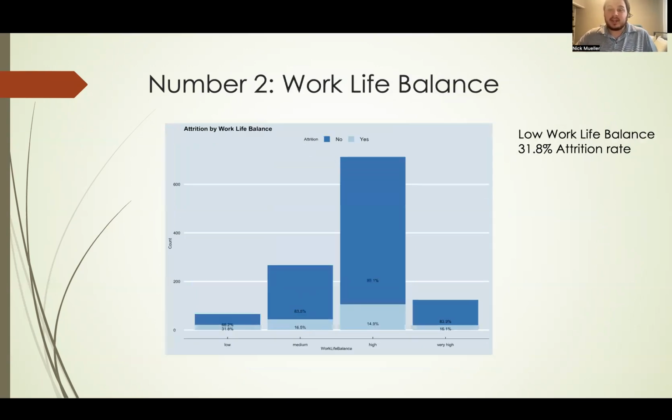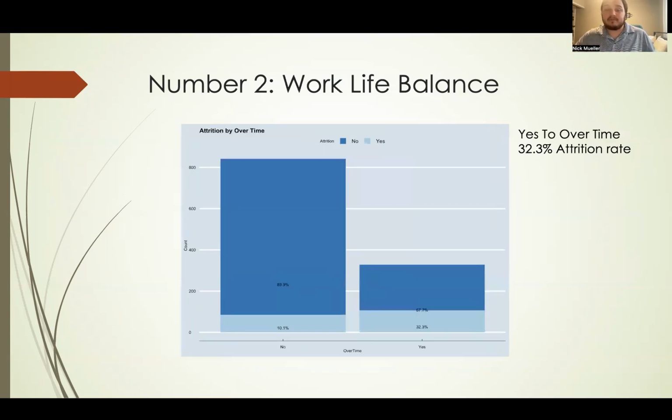Coming in at number 2 is work-life balance. 31.8% of people with low work-life balance have a turnover rate. Another statistic showing work-life balance is overtime. There are people who can't seem to get out of the office. They want to put in those hours. They seem to have a burnout rate also, which is about 32.3%. So 32.3% of people who do take overtime seem to leave after a while.